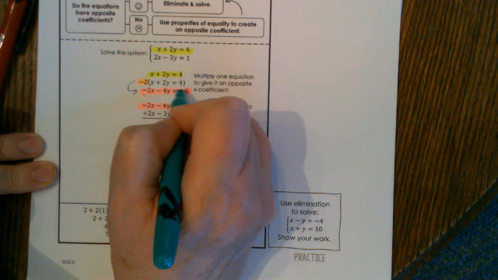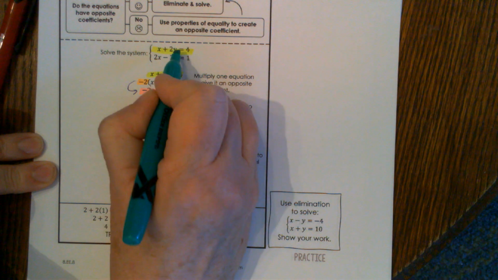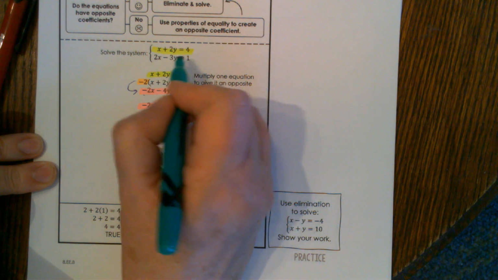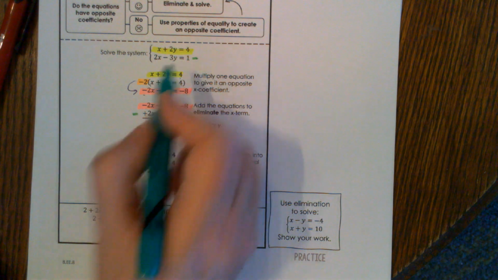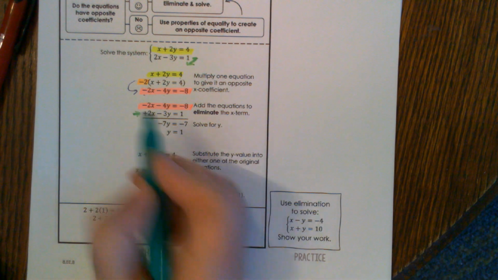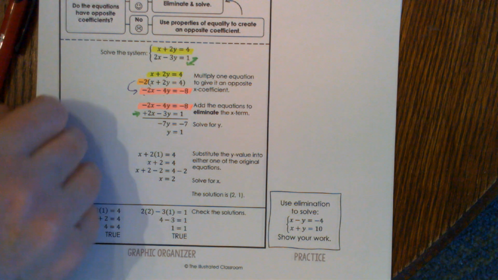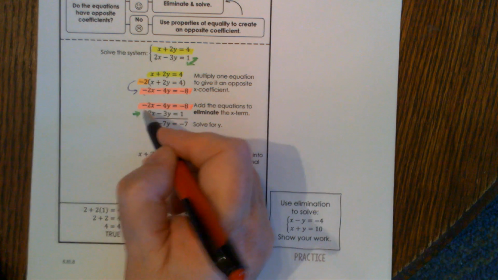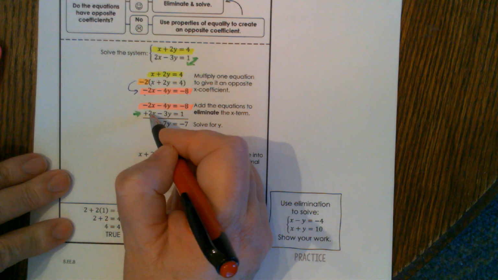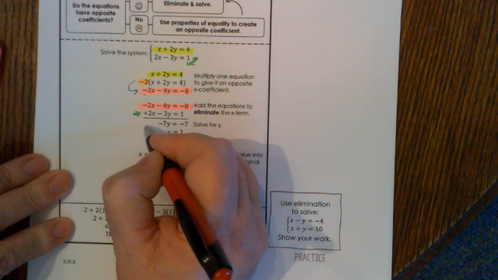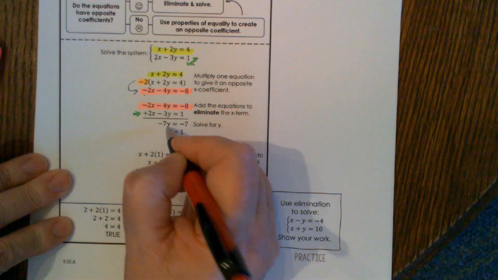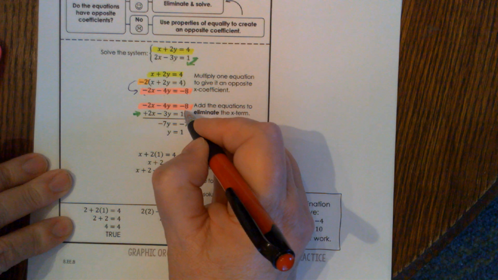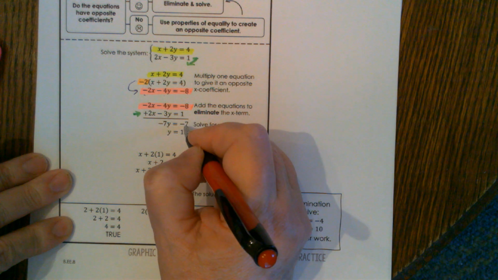Because we changed this one to equal that, now we're going to take this one and put it back down here so that you can see we combine them. So then when you take -2x plus 2x, you get 0. When you take -4y plus -3y, it's -7y, and -8 plus 1 is -7.